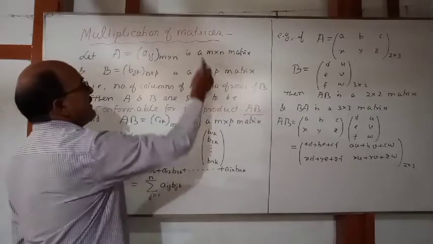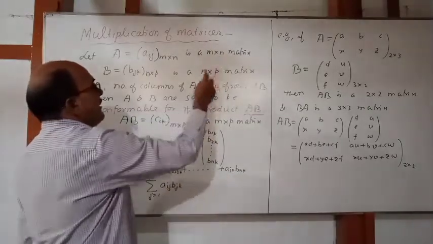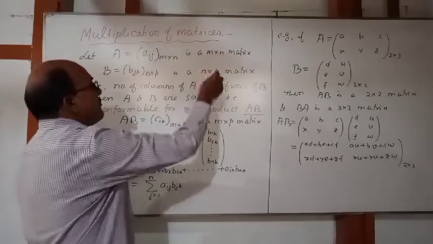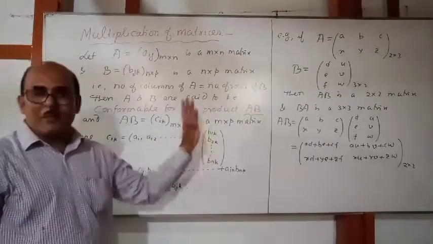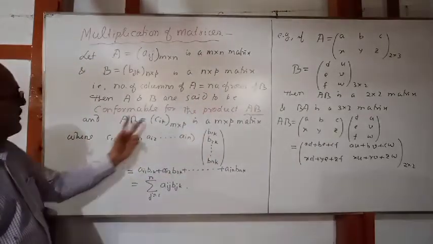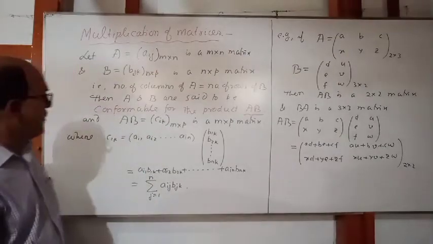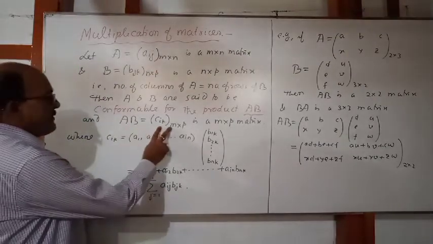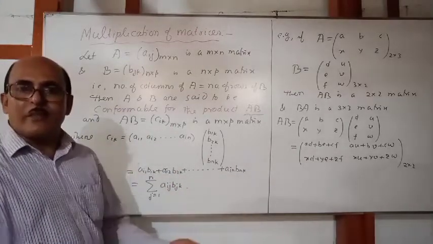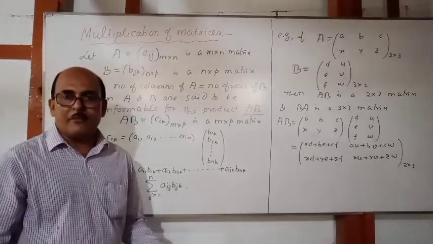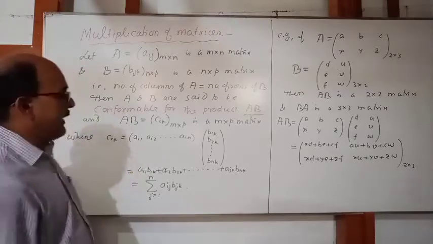Then, by the transitive property, N goes to N, to P. So M cross P matrix. This AB, we read it as an M by P matrix, and it is given by Cik. Now the question will arise, what is Cik? How to calculate Cik? It means the general element of the product AB, the ith element.